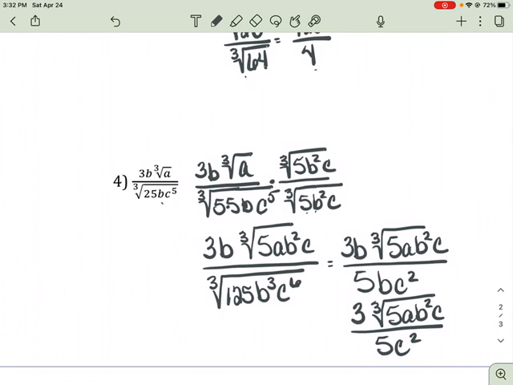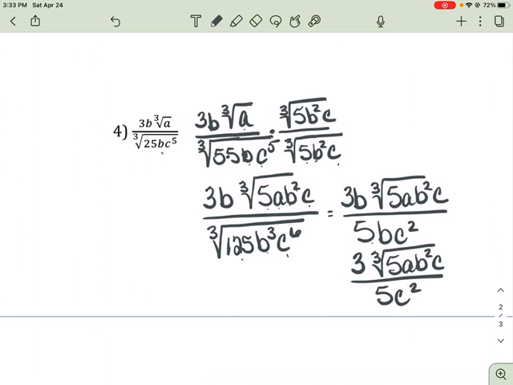So multiply straight across. And I can multiply this cube root of a times it. That's why it becomes 5ab squared c. So 125. I have one b and two more gives me b cubed. Five c's and one more c gives me c to the 6th. Okay. All right. Cube root of 125 is 5. Cube root of b cubed is b. Cube root of c to the 6th is c squared. Now there is one more thing you can do. See these b's? They can divide out. So you're left with 3 times the cube root of 5ab squared c all over 5c squared.